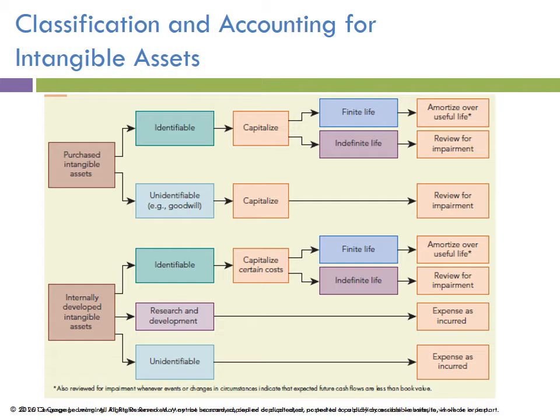Internally developed, if they're identifiable, we only capitalize certain costs, and they're usually costs we have to pay to a third party, like legal fees. Finite life, that's amortized. Indefinite life, just like before, you review for impairment. Research and development costs, expense. Unidentifiable intangible assets, internally developed, expense. So that's a great chart to have available to you, so you remember, what do I do with that and this one.